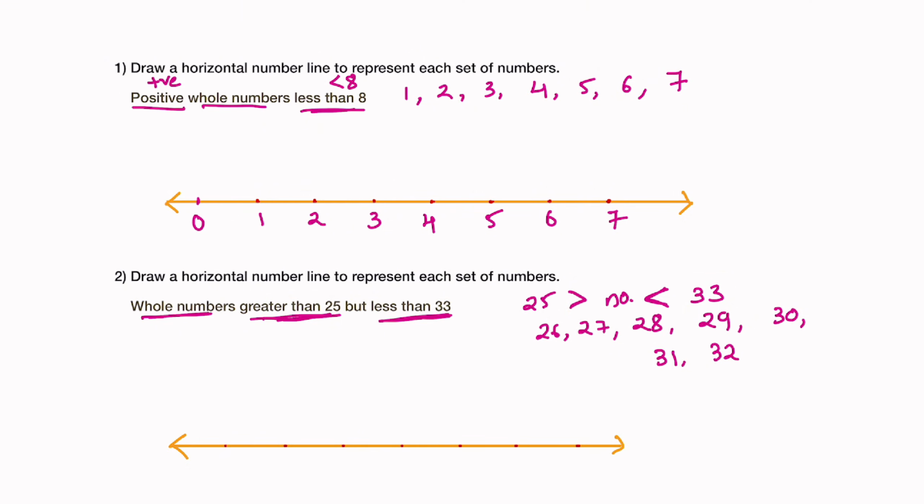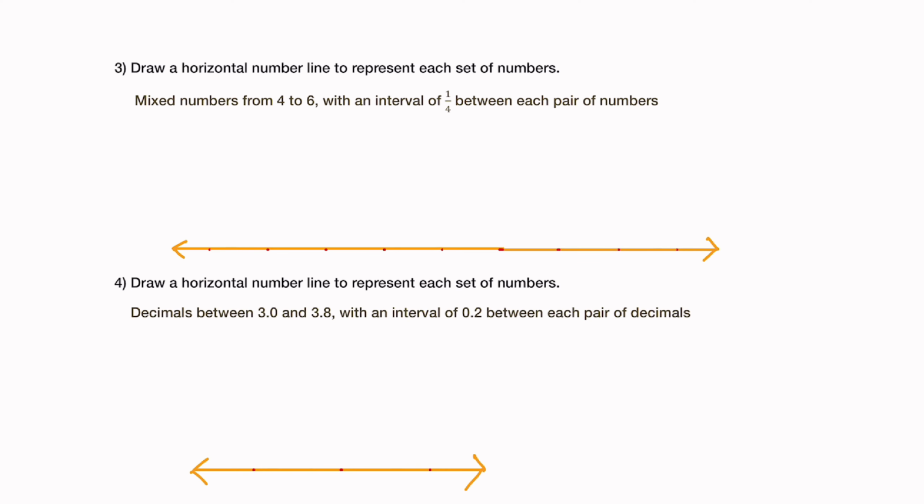So let's plot these numbers now. I've taken 2 centimeters as 1 unit over here. So it's 26, 27, 28, 29, 30, 31, and 32. You can see the markings, right? So are we ready for the next one? We have 2 more questions for the horizontal line. Mixed numbers. Now we have to plot mixed numbers.